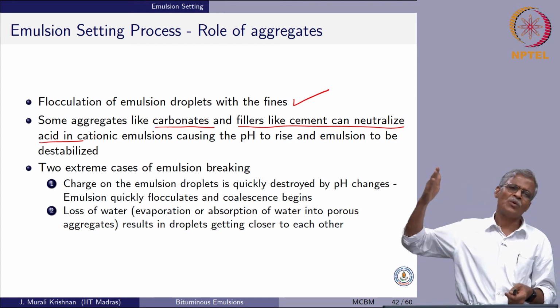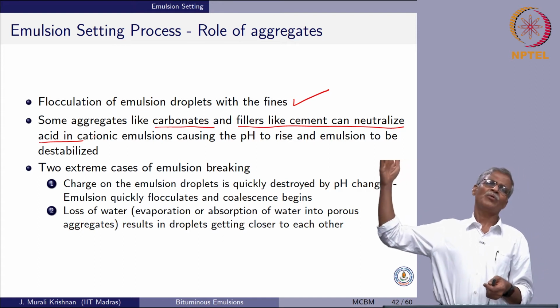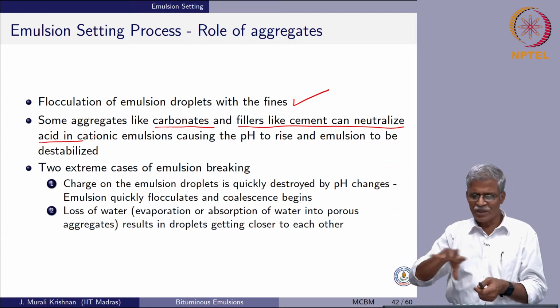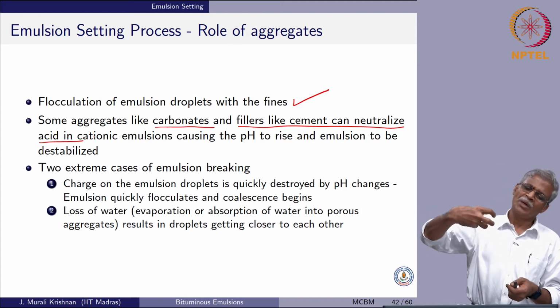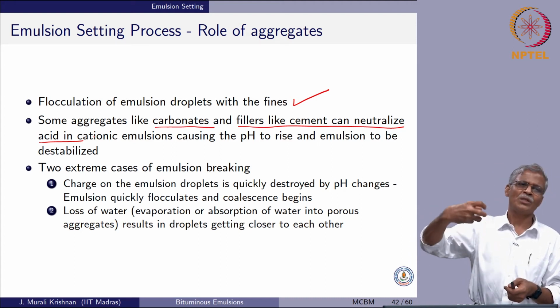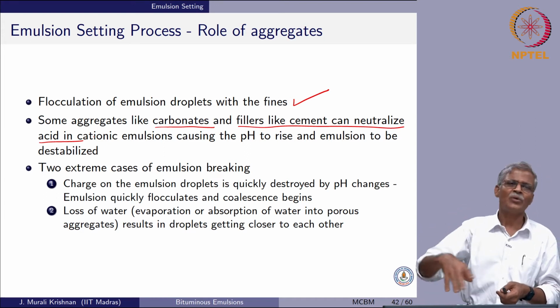It goes from, let us say, 1.5 or 2 all the way up to 5 or 6, and then you basically see that on the glass rod that you use, the bitumen residue as well as the cement will cling to it, and you will see that there is water.